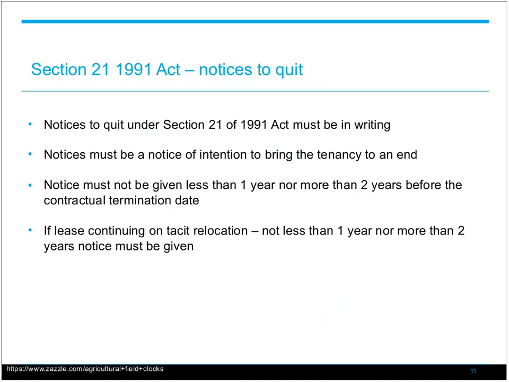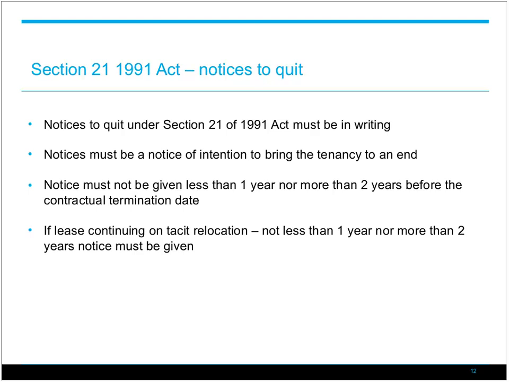Yes, there are common problems in relation to getting the dates of service of notices correct. An example is Section 21 of the 1991 Act, which entitles a landlord to serve a notice to quit on the tenant. Section 21 provides that the notice has got to be in writing, it must be a notice of intention to bring the tenancy to an end, and it must be given not less than 1 year and not more than 2 years before the contractual termination date.